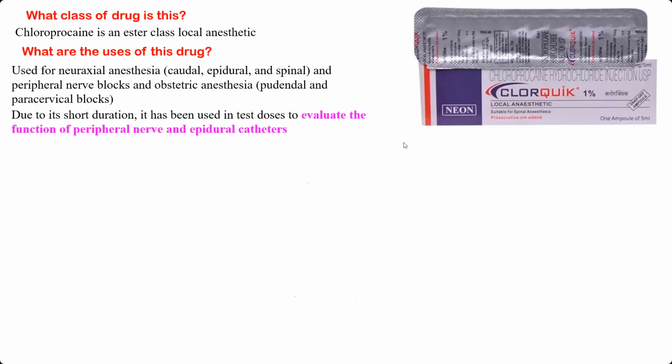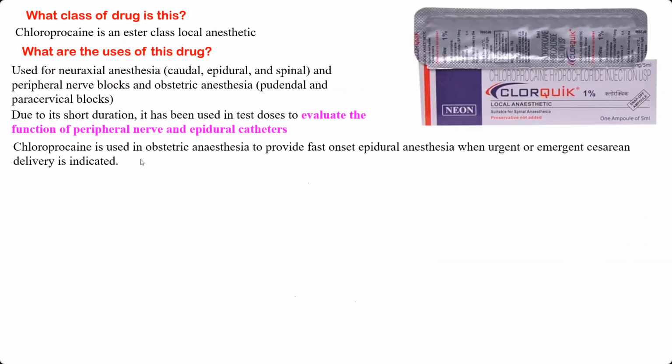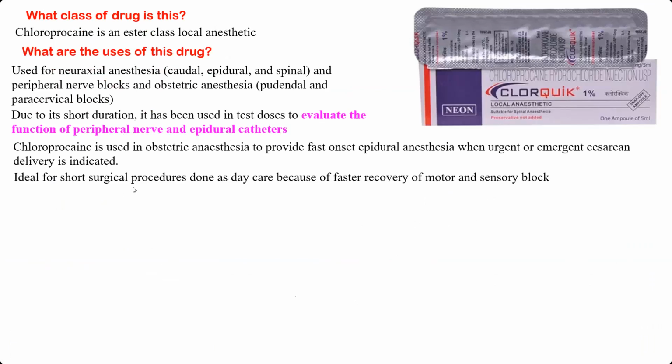Here the name itself gives you a clue, so that it is being used to evaluate the function of peripheral nerve and epidural catheters. And it is used in obstetrics mainly to provide fast onset epidural anesthesia when urgent or emergent cesarean delivery is indicated. Okay. And ideal for short surgical procedures done as daycare because of faster recovery of both motor and sensory blockade. Patient will be fit for discharge much earlier.